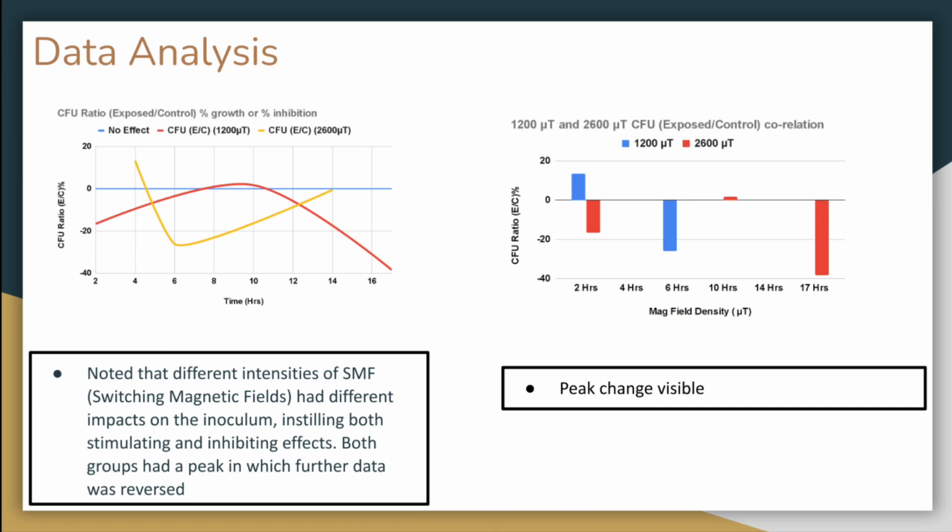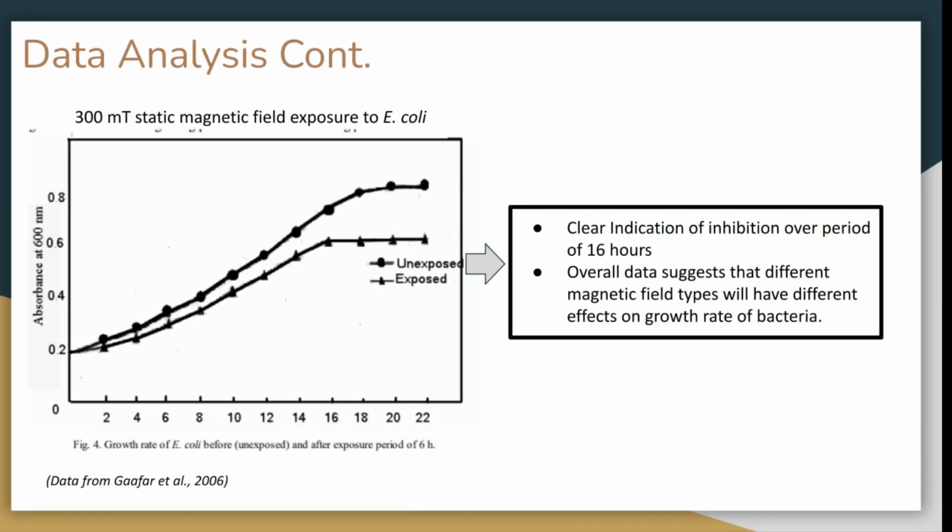After running my experiments, I realized that there was something really peculiar about the data. I realized that the switching magnetic fields could stimulate and inhibit the bacteria, and it was noted that at different intensities and different periods of exposure, the different switching magnetic fields had different impacts on the bacteria, which is visible in both of the graphs here. There was a peak change, and the two values presented on these graphs were almost inverses of each other. After reviewing other scientific papers, it also became clear that different types of magnetic fields will have different impacts on the bacteria.